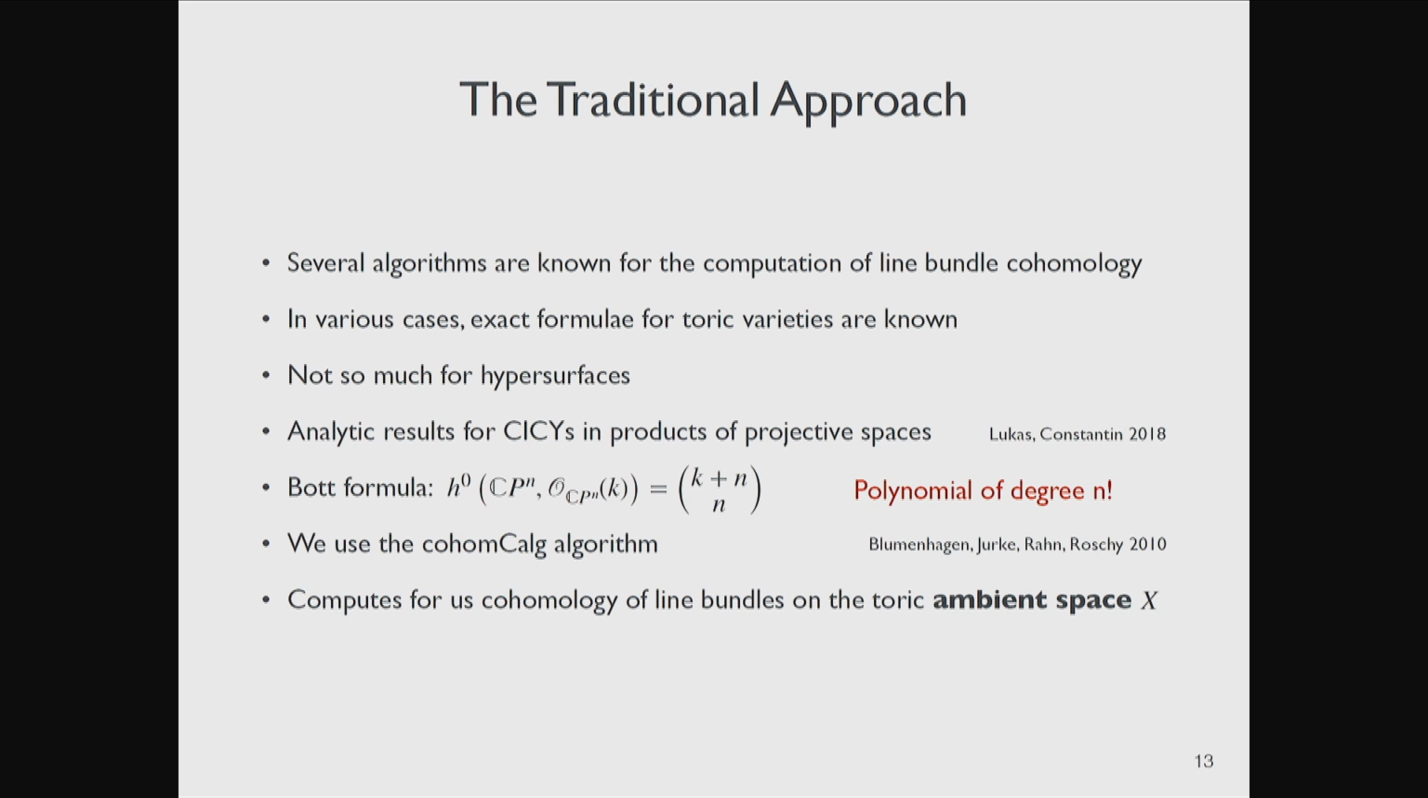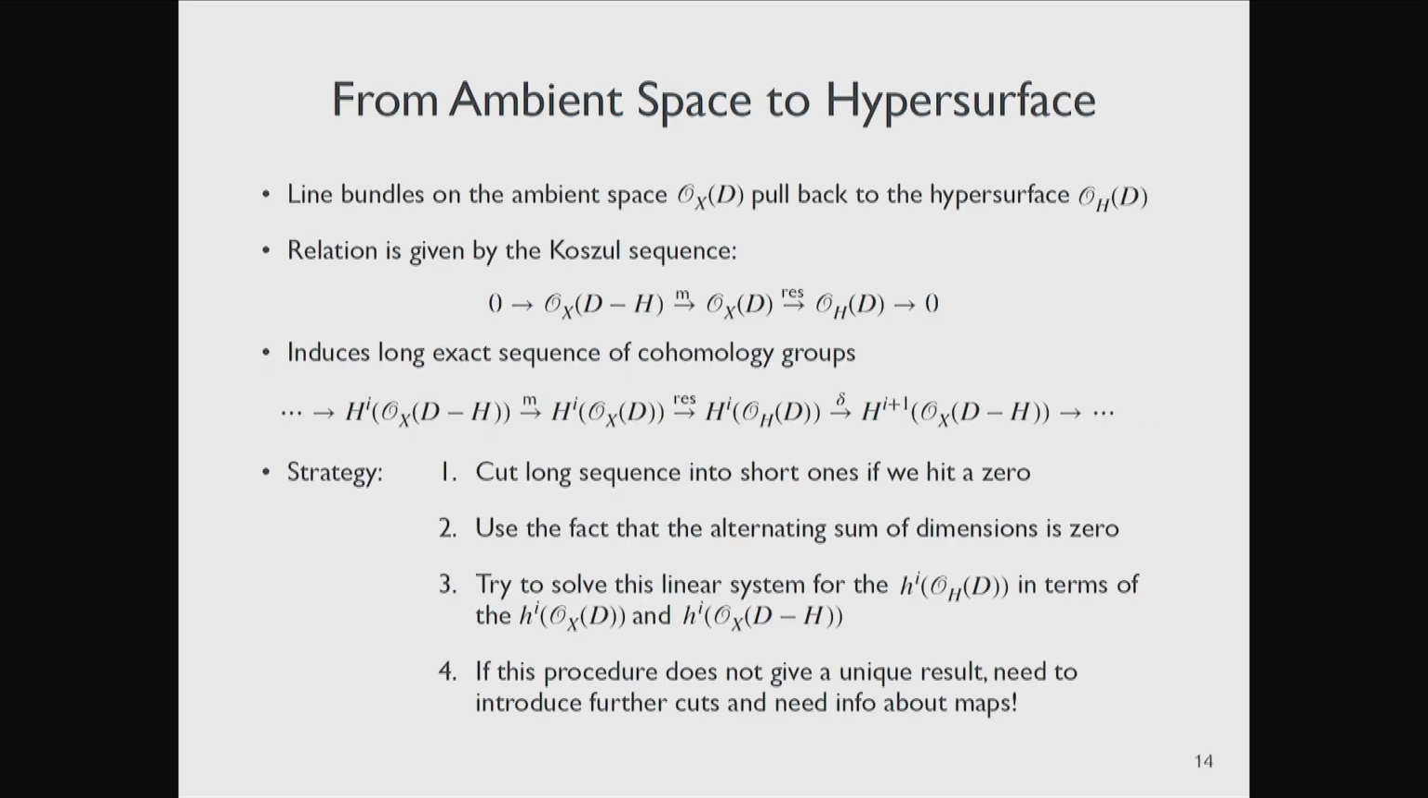And well, for practical computations of these cohomologies, we use the cohomCalg algorithm by Ralf Blumenhagen, Benjamin Jurke, Thorsten Rahn and Helmut Roschy. And there are, of course, many other algorithms, but this is the particular one that we used. And this, in the first instance, computes the cohomology of line bundles on the toric variety itself, not on the Calabi-Yau, which lies in there. So then the next step is you have the line bundles on the toric ambient space, and you have to go to the Calabi-Yau itself.